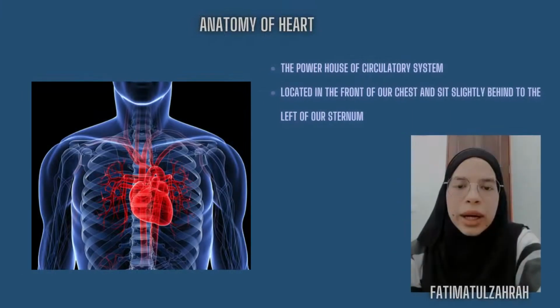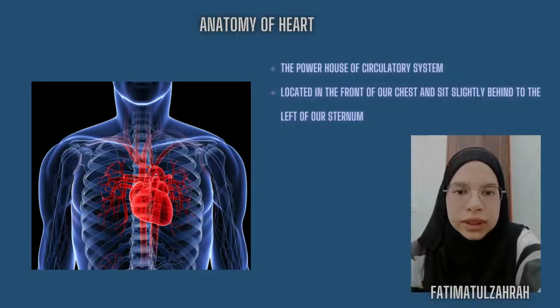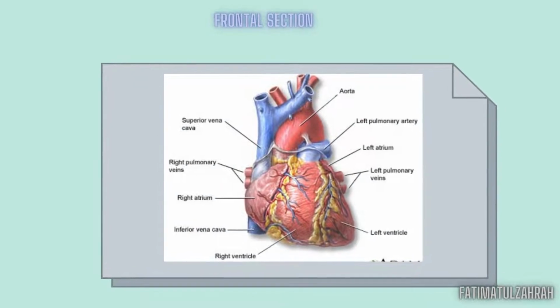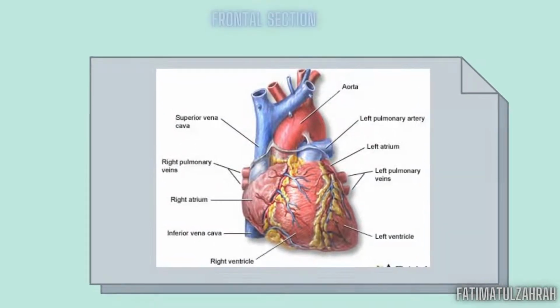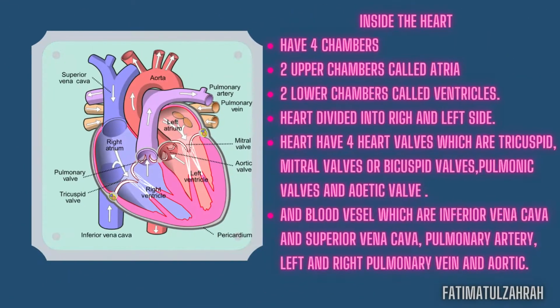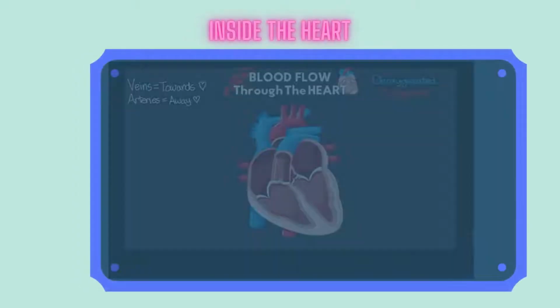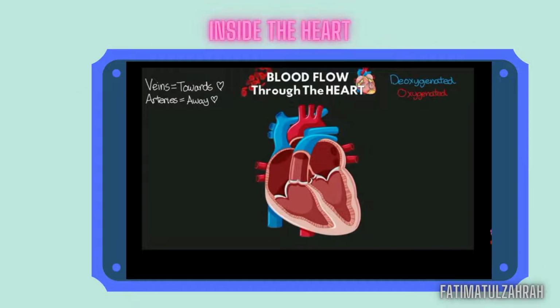Anatomy of the heart. Our heart is the powerhouse of the circulatory system, and it is located in the front of our chest and slightly behind and to the left of our sternum. Let's look inside the heart to see some of the structure.